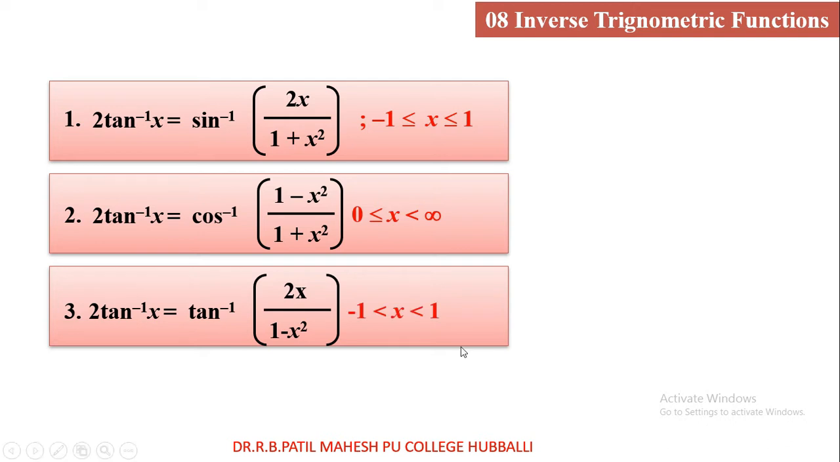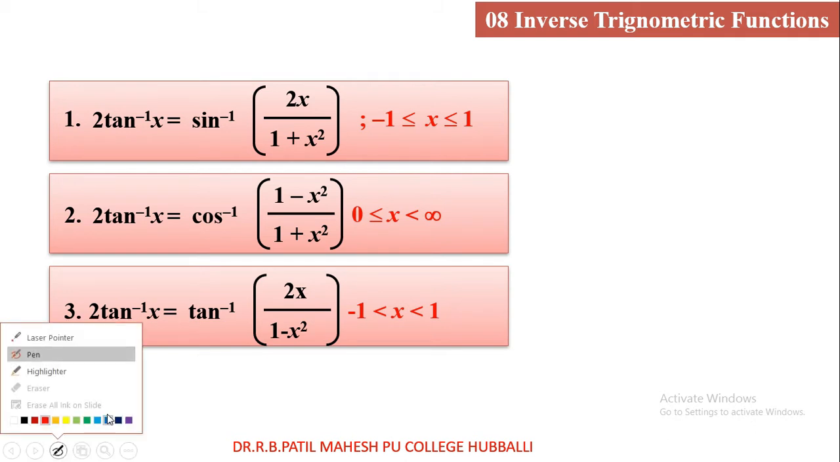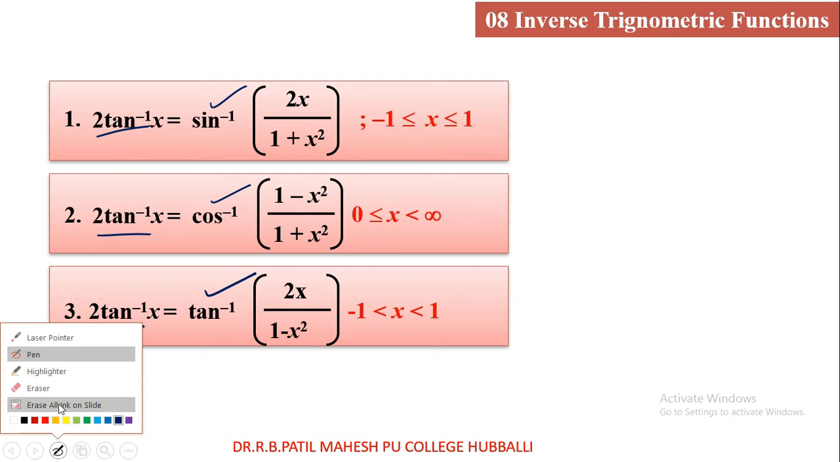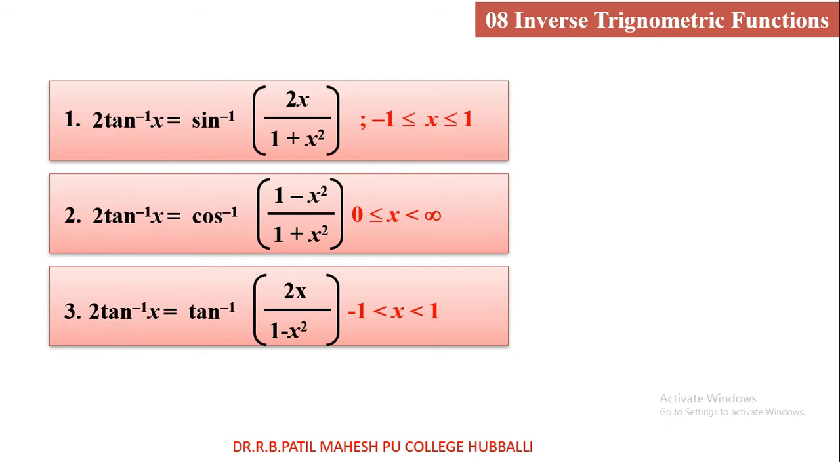Dear students, you can observe only 2 tan inverse x can be in terms of the other three: 2 tan inverse in terms of sin inverse, 2 tan inverse in terms of cos inverse, and the same 2 tan inverse in terms of tan inverse. Dear students, you can learn how to convert one inverse trigonometry into another by the properties. The proof of these three will be now.